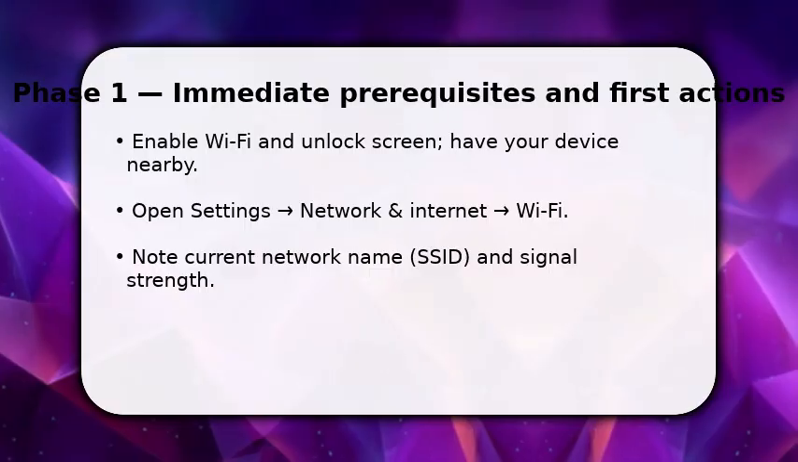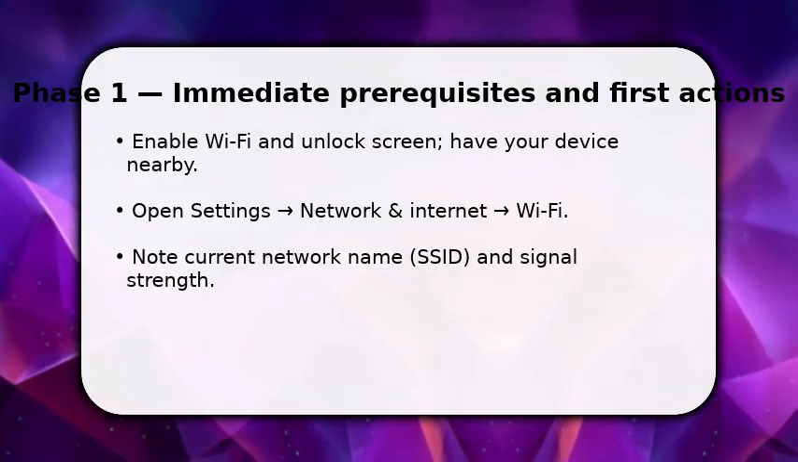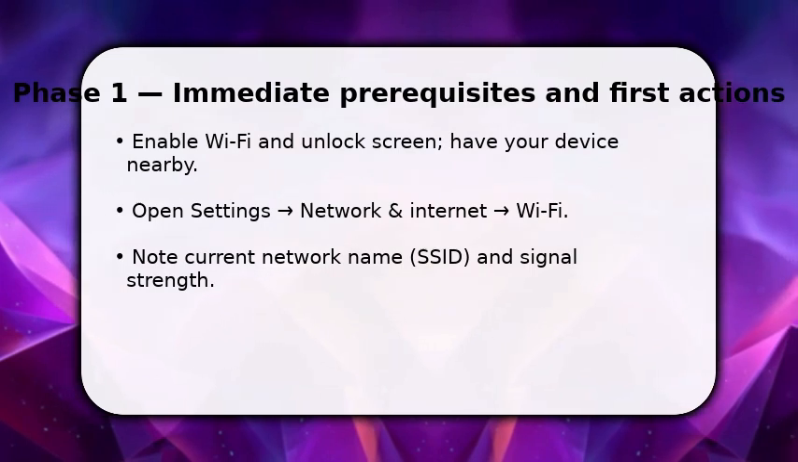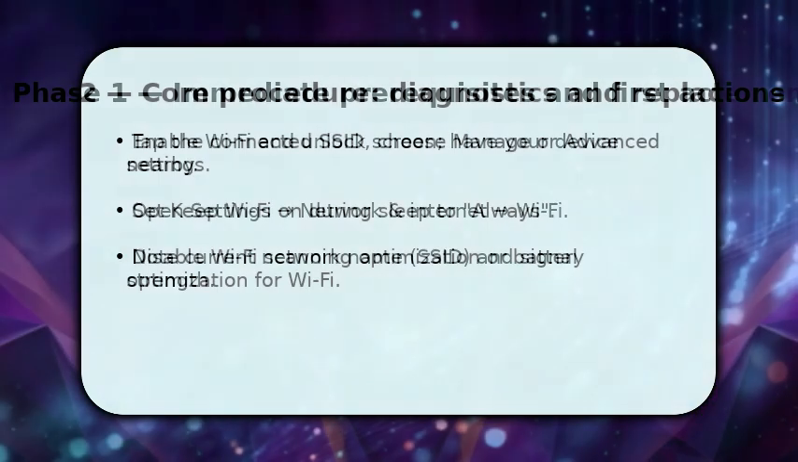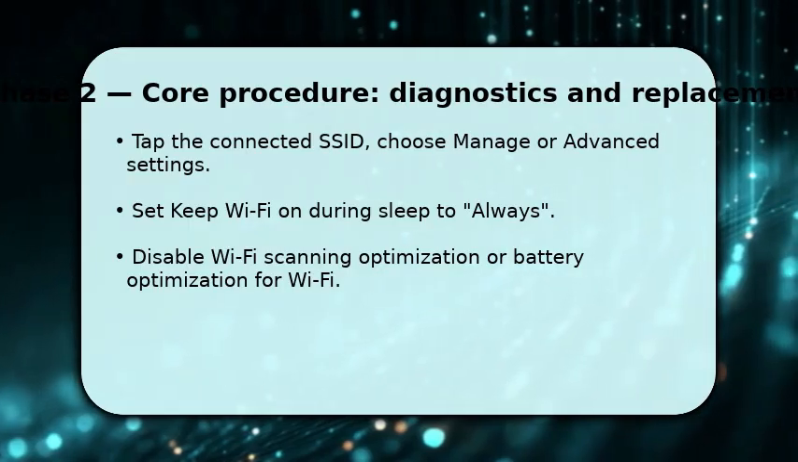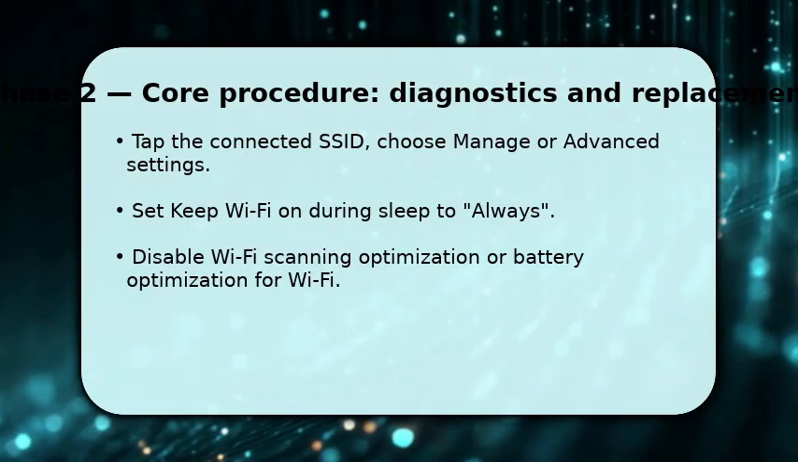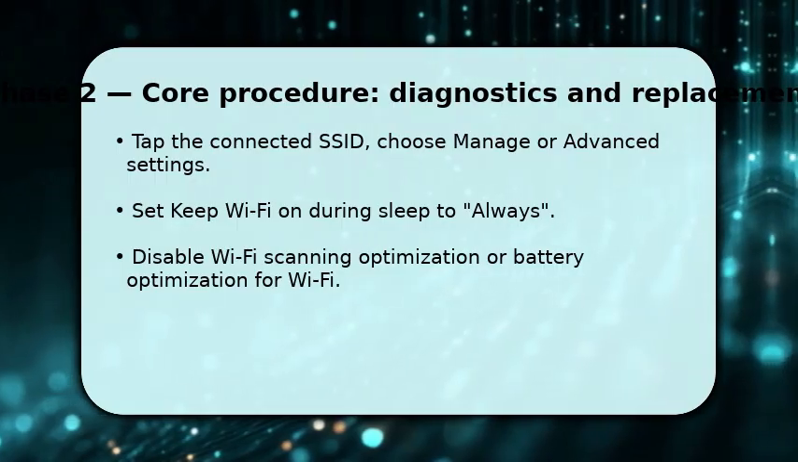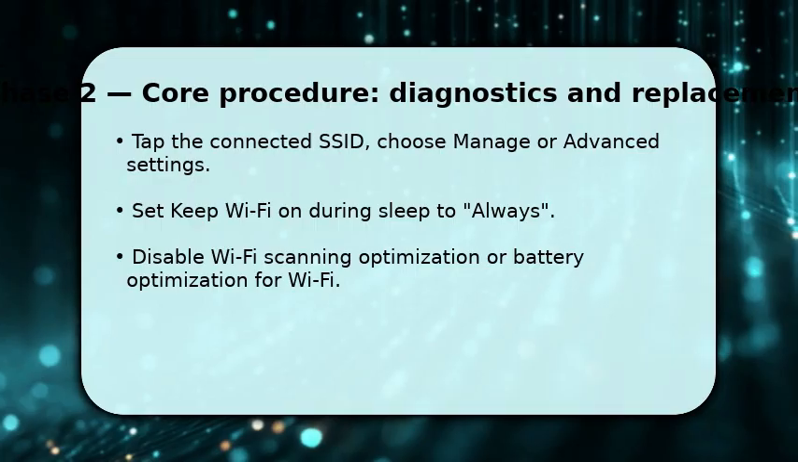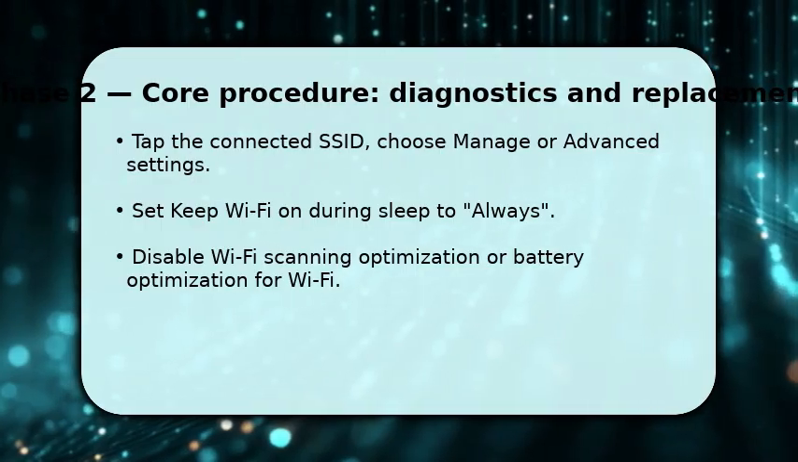This matters because the exact network profile often contains the auto-off triggers you'll change next, and knowing the network prevents editing the wrong entry. Next, go into the Connected Networks Manage or Advanced section to adjust sleep policies and optimizations. Change Keep Wi-Fi on during sleep to always so the system won't turn the radio off when idle. This prevents app failures and delayed notifications.